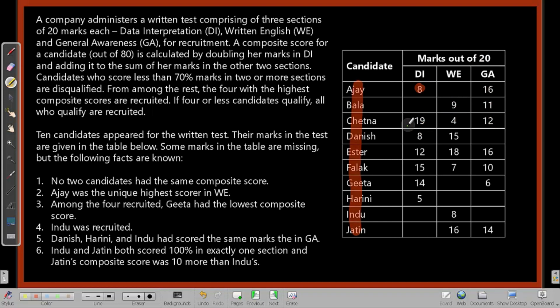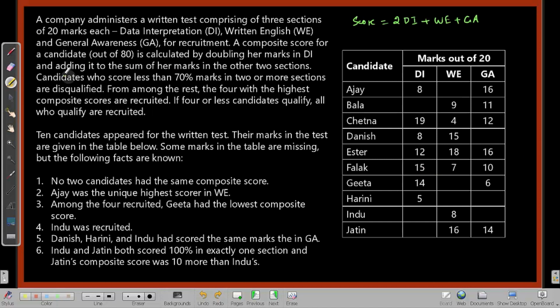For a certain set of candidates, it says the composite score for the candidate out of 80 is calculated by doubling the marks in DI and adding the sum of the marks in the other 2 sections. So you have to double these marks plus this. What is the composite score? The composite score would be equal to twice the DI score plus the WE score plus the GA score. For instance, if you multiply that by 2, that'll be 30 plus 7 plus 10. The composite score for Falak is going to be equal to 47. So that's one piece of information that we have.